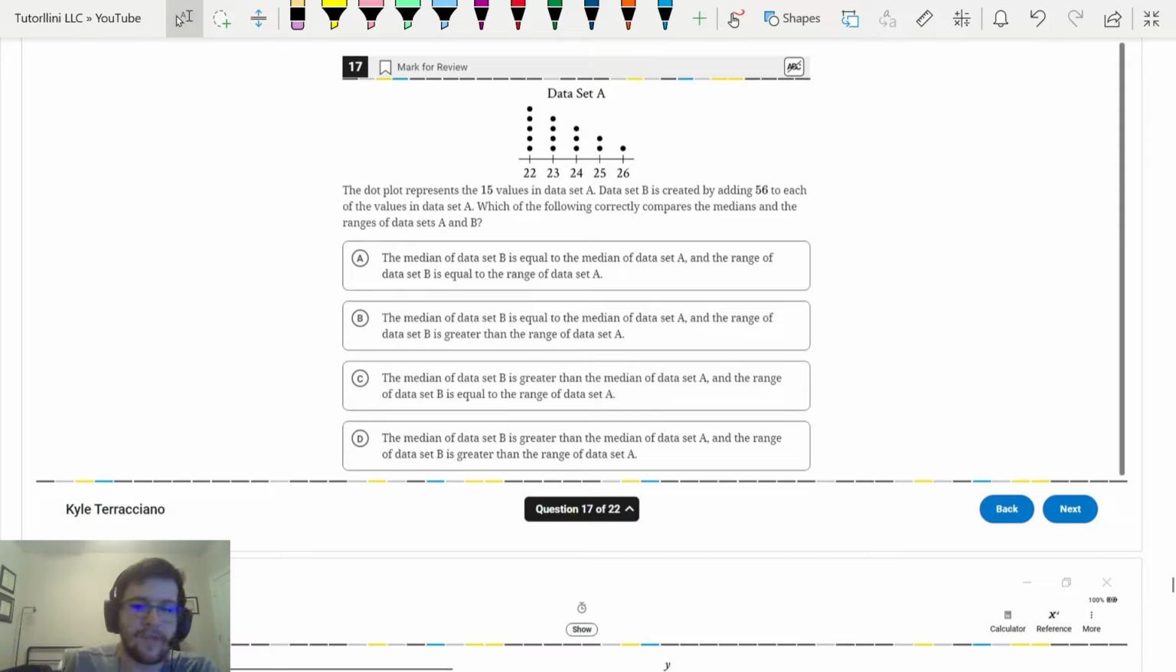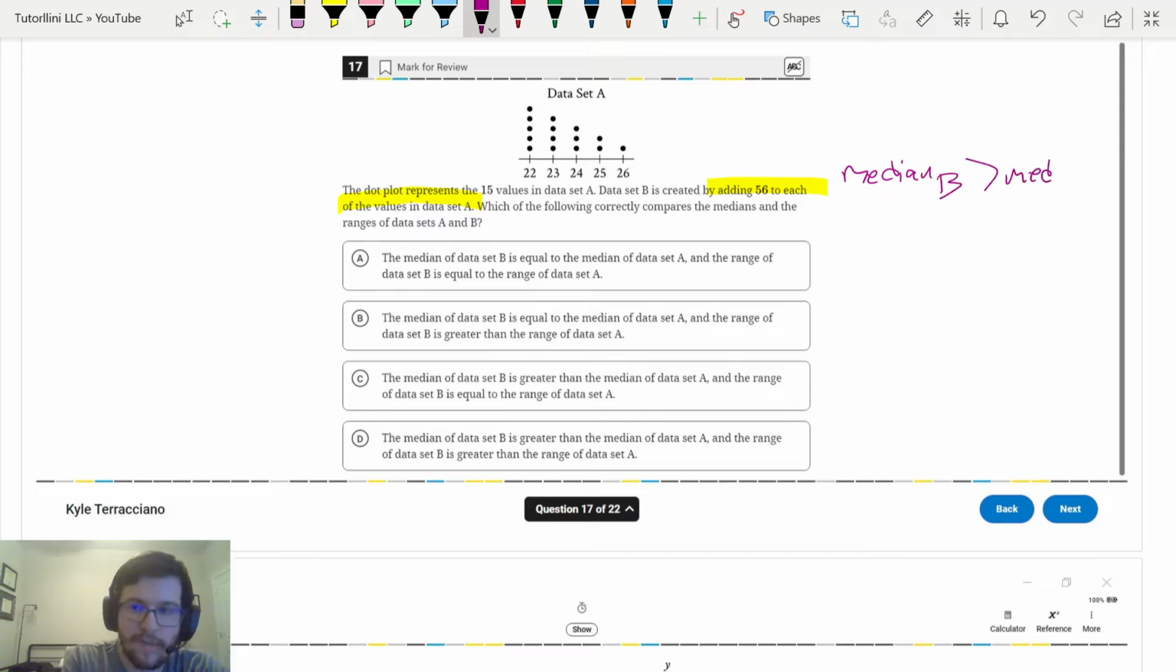Okay, we talked about this in the other video, because this was a problem in the earlier section, module 2a, I believe. If you add 56 to each number, if you add or subtract a number, the measures of center are going to change. They're going to get bigger. So the median of the new data set is bigger. So the measures of center, like mean and median, go up.